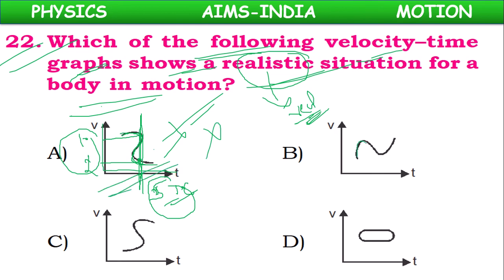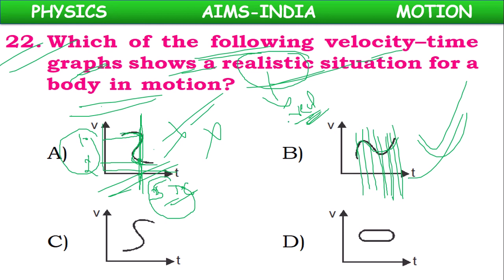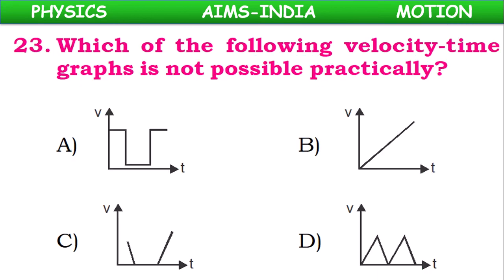So here you can draw a perpendicular line at any time, at any instant, or at any point. It will intersect the graph at only one point. So this may be an example of a realistic situation. But here, it is intersecting at more than 1 point. It is also intersecting at more than 1 point. So only option B is correct. Option B is the velocity time graph possible in a realistic situation.